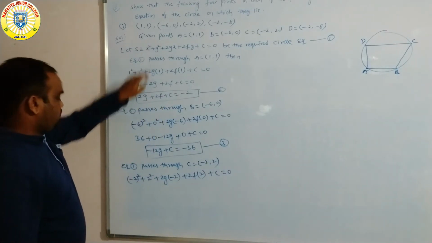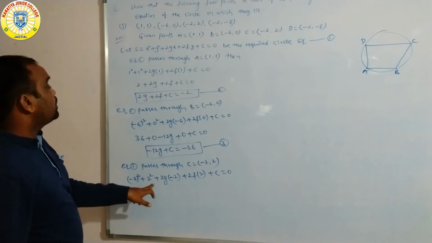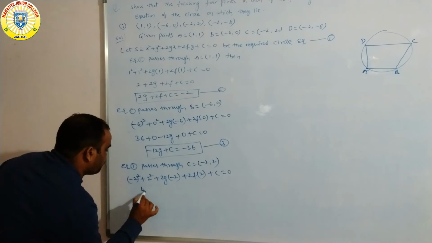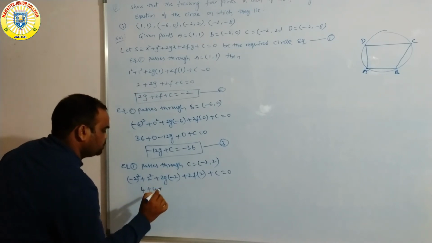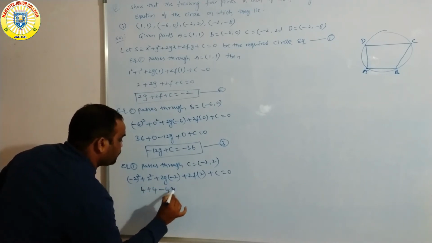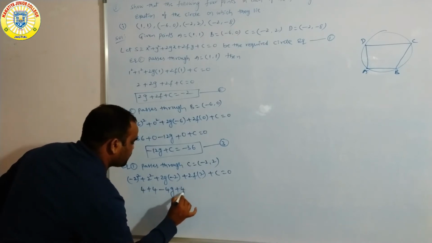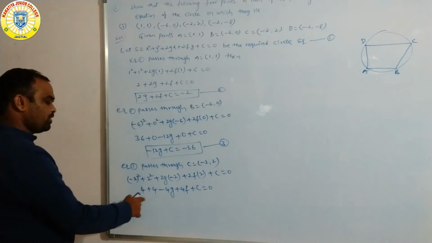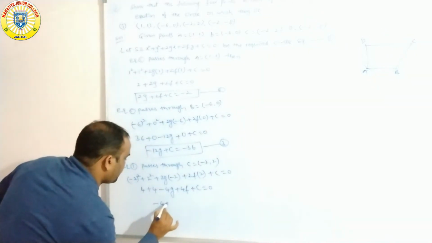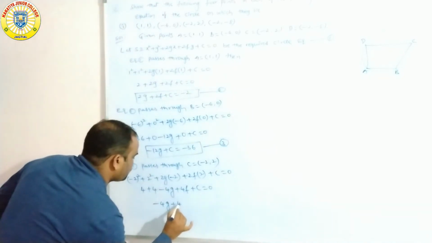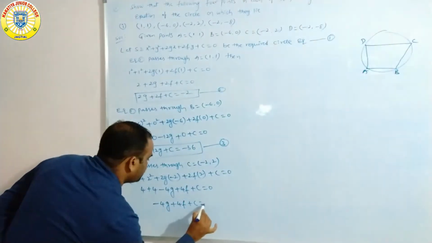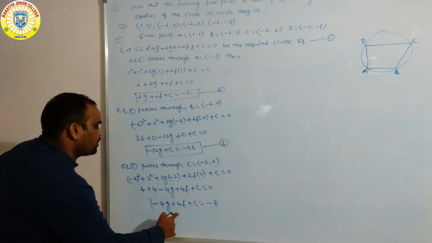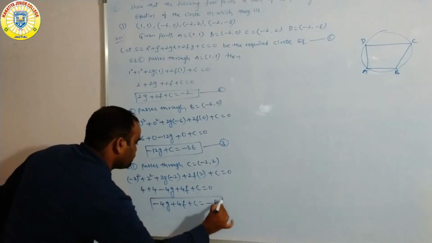Observe this one, in this equation x is equal to -2, y is equal to 2. So 2 squared, 2g into -2, 2f into 2 plus c. (-2) squared is 4, plus 4. 2g into -2 is -4g, 2f into 2 is 4f, plus c is equal to 0. 4 plus 4 is 8. Here -4g plus 4f plus c is equal to -8.